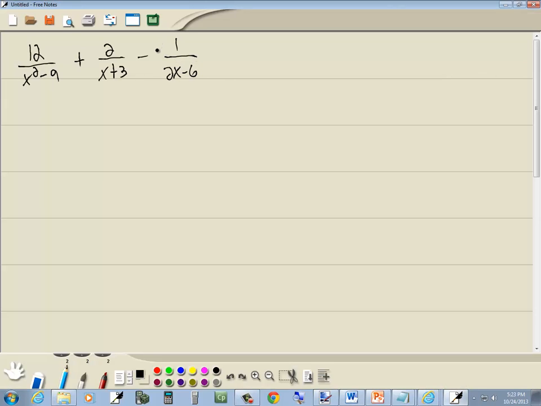Okay, when you've got different denominators and we're adding and subtracting, we want to factor. First step is to factor all our denominators. X squared minus 9, two terms with a minus between them, is a difference of two squares. X plus 3 we can't do anything with. 2x minus 6 is GCF.